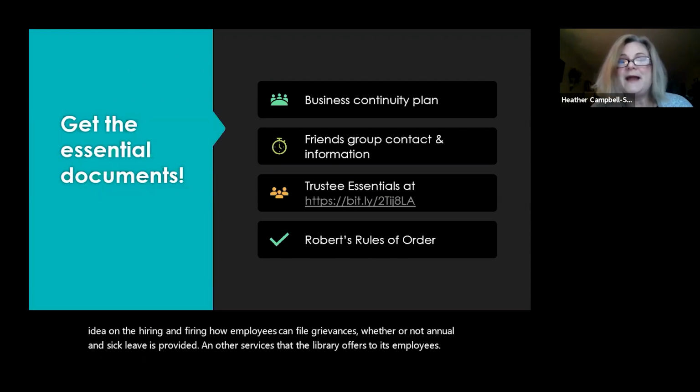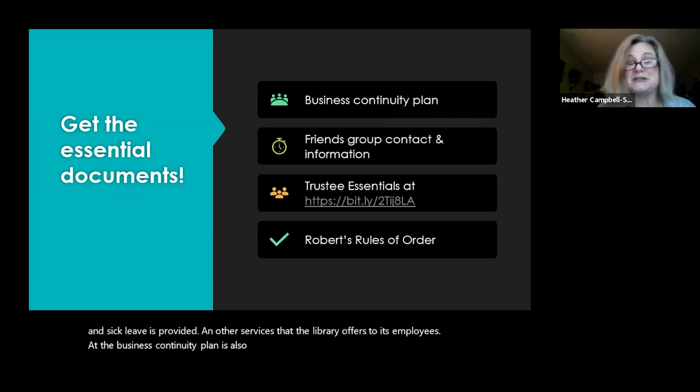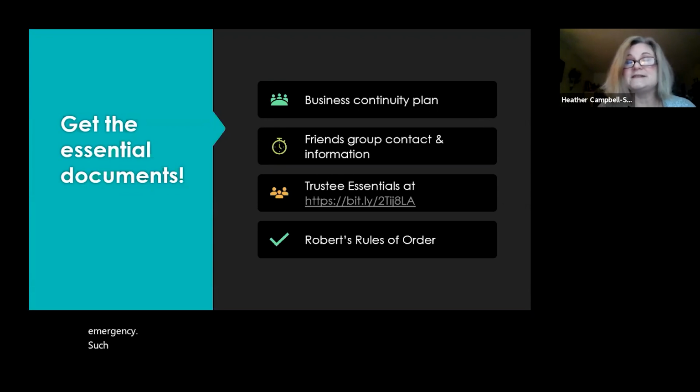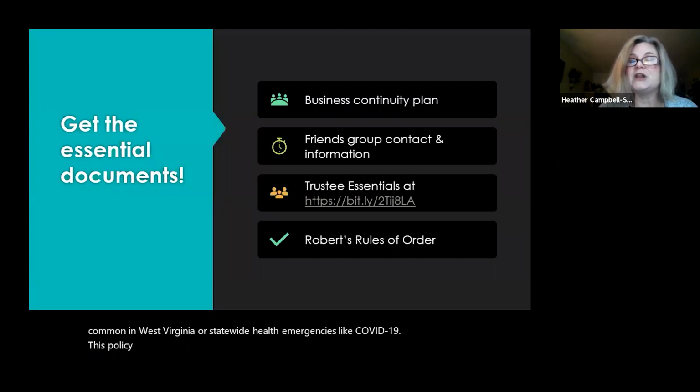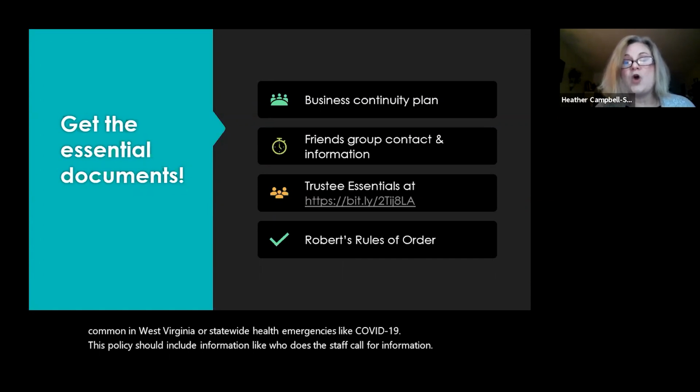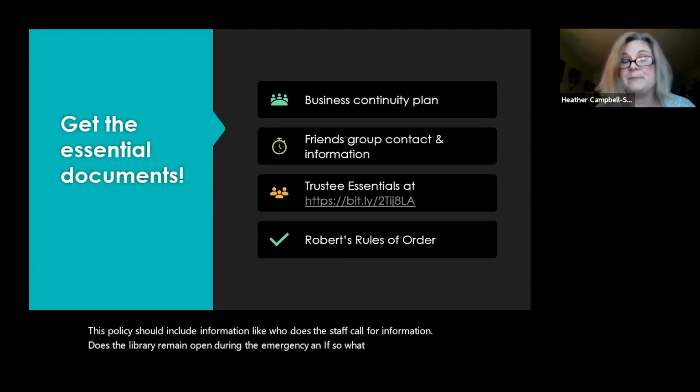The business continuity plan is also a very good thing, especially nowadays, to give the new board member. This plan is going to state how the library will function in an emergency. Such emergencies may include natural disasters, snow, flooding, tornadoes, which are common in West Virginia, or statewide health emergencies like COVID-19. This policy should include information like who the staff call for information. Does the library remain open during the emergency? And if so, what services will be available to the public?